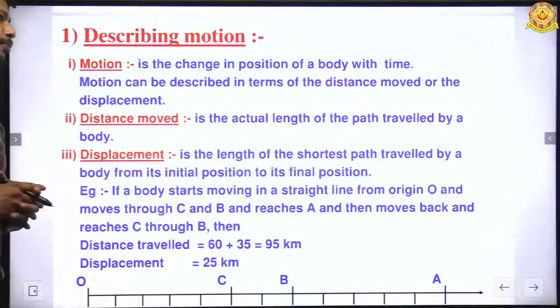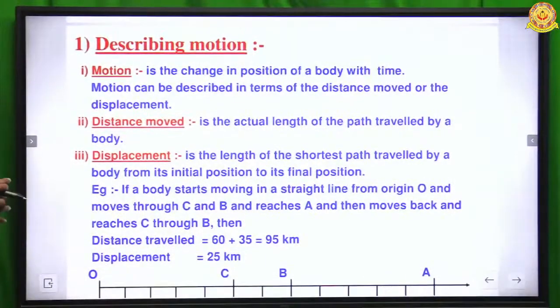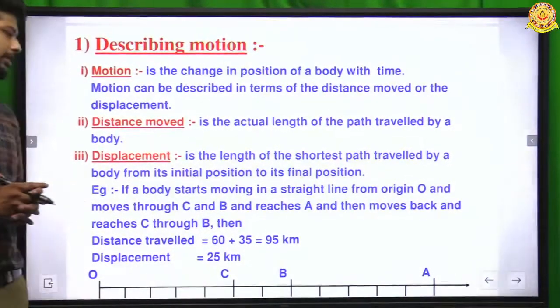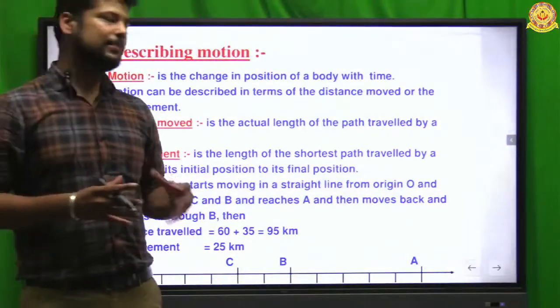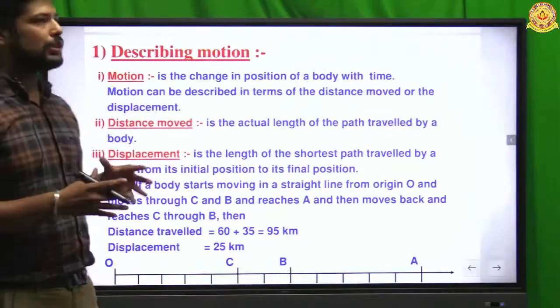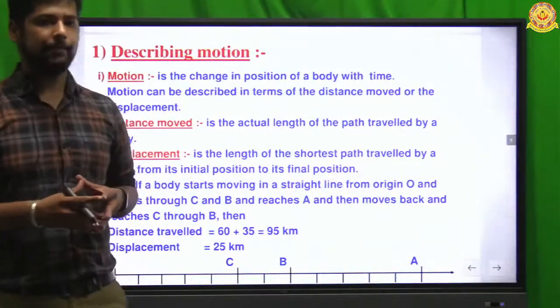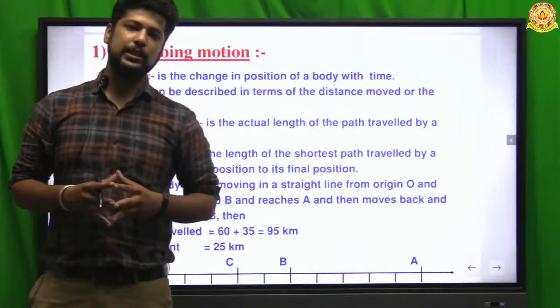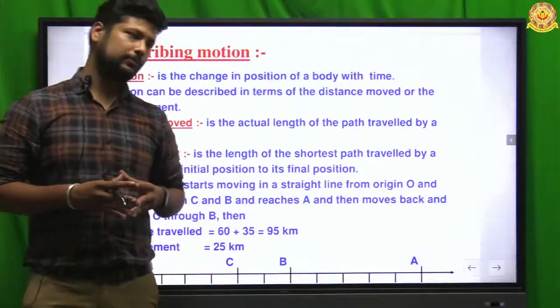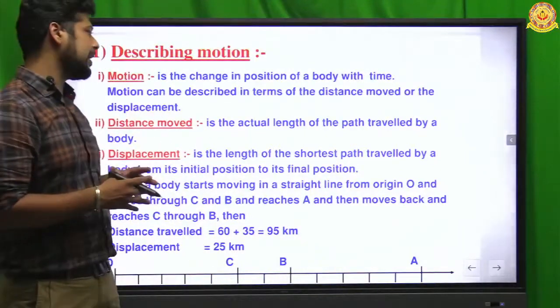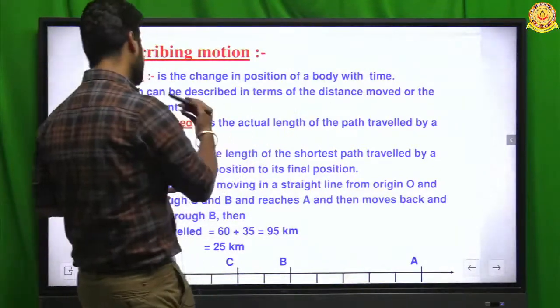Motion is the change in position of a body with time. Motion can be described in terms of distance moved or the displacement. Motion is basically a change of position of a body with respect to time. If a body is changing its position with respect to time, then we can say that it is in motion. So for studying motion, we have to study what is distance and what is displacement.